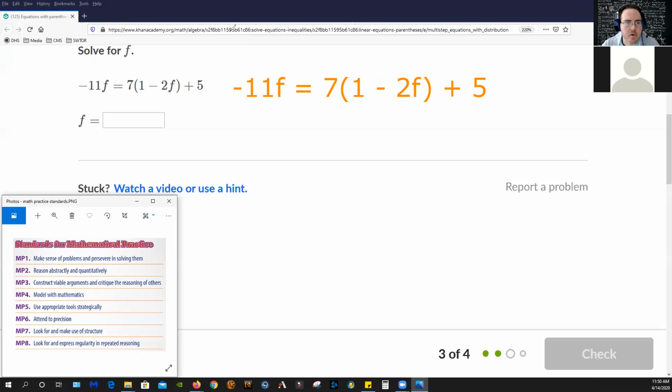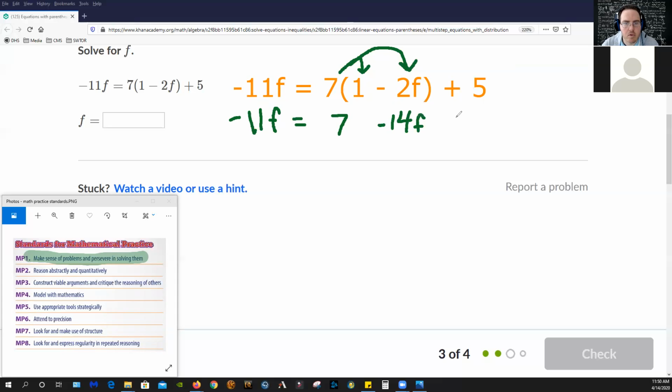So all we've done so far is just make sense of the problem, and now we have to persevere in solving it. I think the first thing I'm seeing here is that I'm going to have to do this distributive property, where I have to multiply the 7 by both terms on the inside. It's a binomial, there's two things. So this -11f has not been affected. 7 times 1 is 7. 7 times a -2f would be -14f. And then we still have this plus 5 on the end.